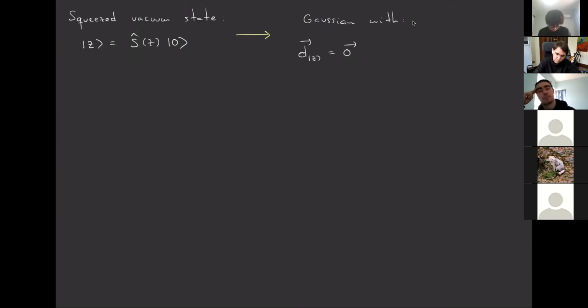And on the other hand, the covariance matrix of this squeezed vacuum state is, as we have seen in the expression that I have shown before, just the linear transformation of the covariance matrix of vacuum. But what is the covariance matrix of vacuum? Anyone remembers? Go ahead and say it if that's the case.